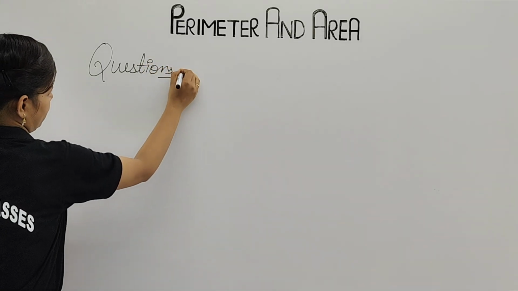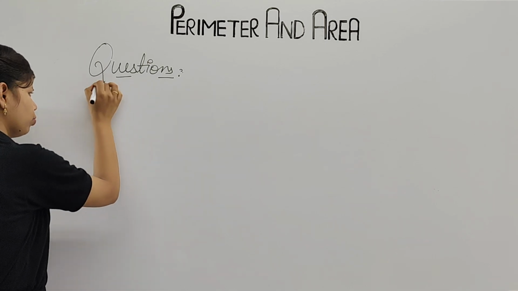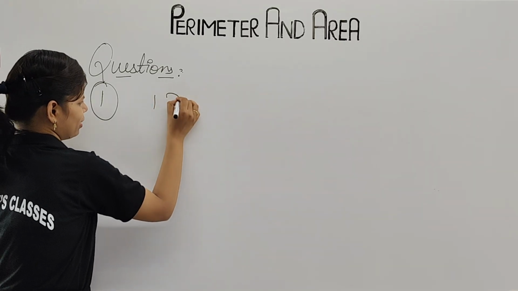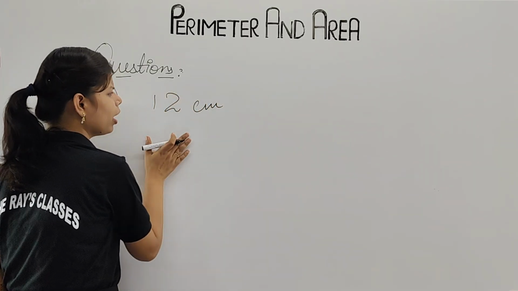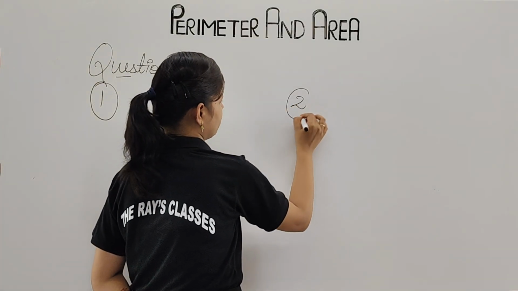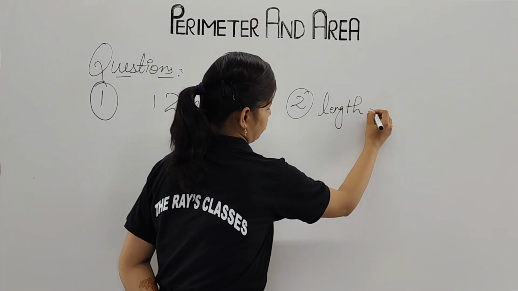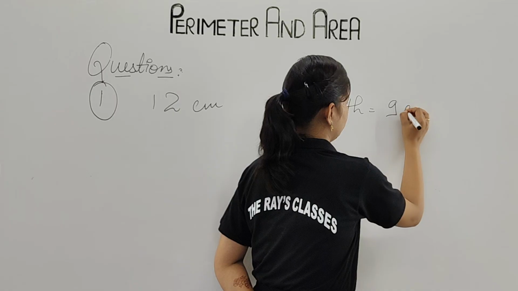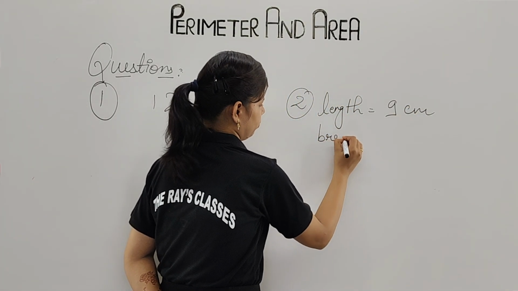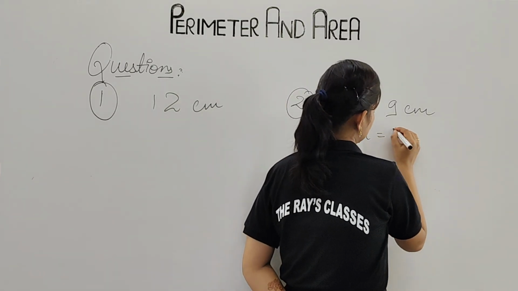Your first question, if the question is given in general, then I will go with it. I'm not going to tell you that this is a square or this is a rectangle. If the first question is given 12 centimeter, children, you have to recall, and your second question is given length equal to 9 centimeter, clear, and breadth equal to 10 centimeter.